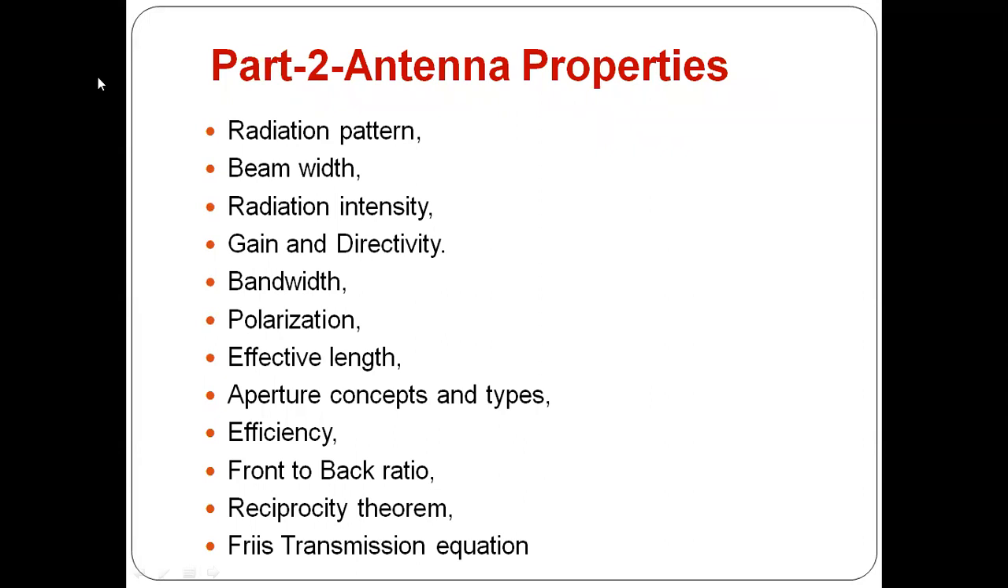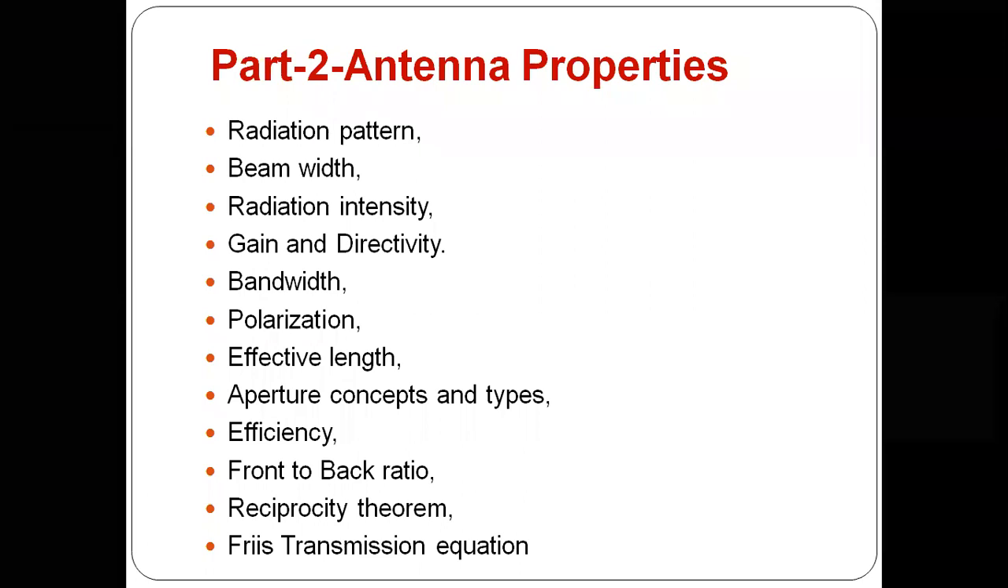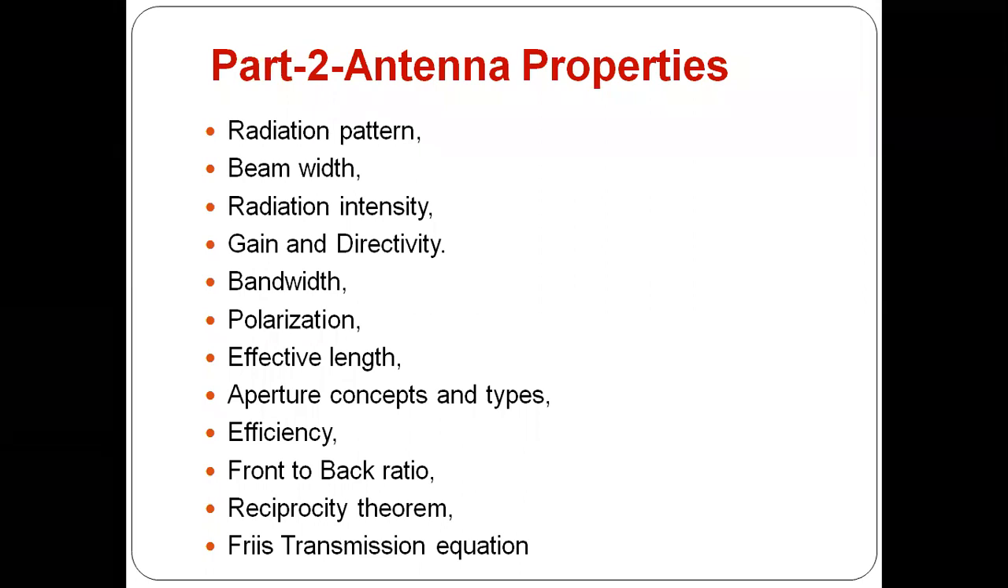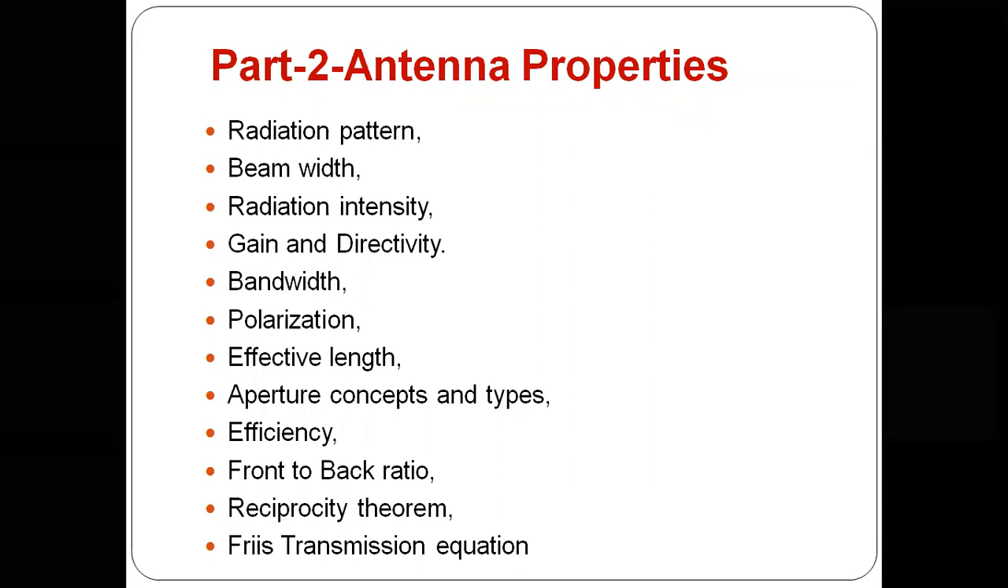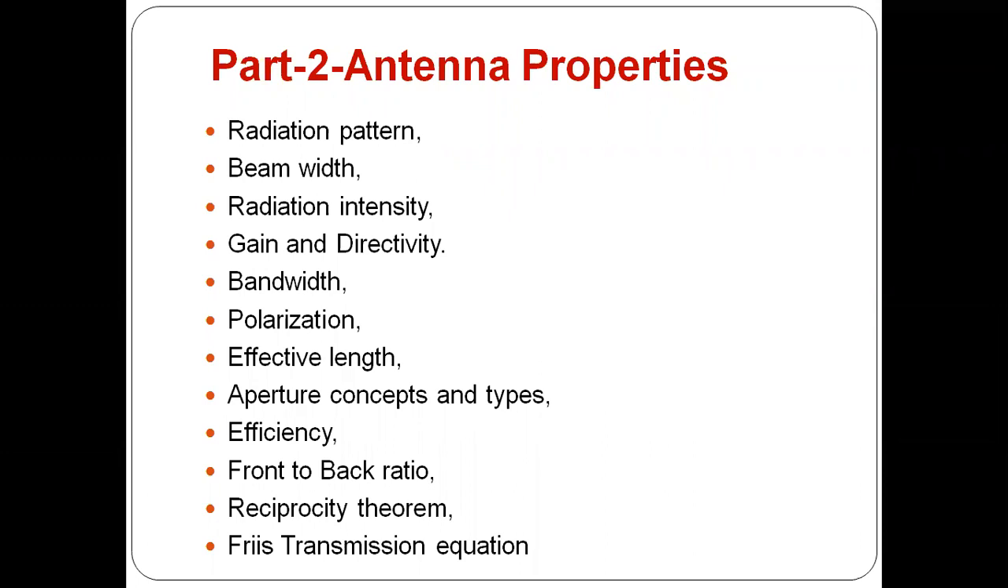In the second part of antenna, we will discuss the properties of antenna. They are radiation pattern, beam width, radiation intensity, gain, directivity, bandwidth, polarization, effective length, aperture concepts and types, efficiency, front to back ratio, reciprocity theorem, Friis transmission equation.